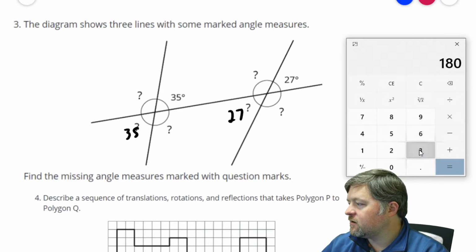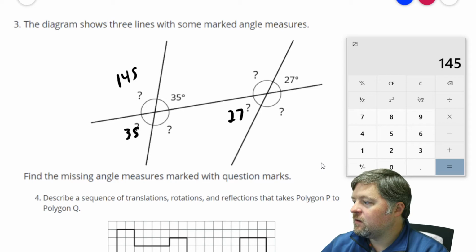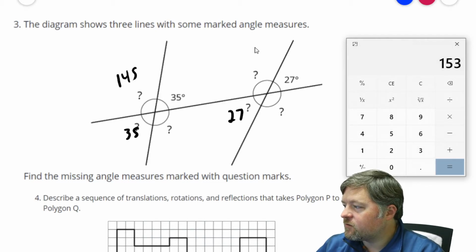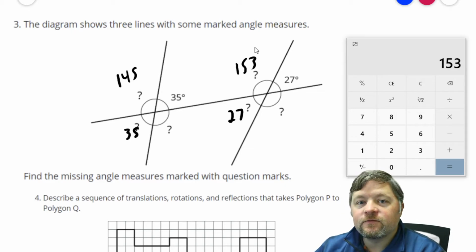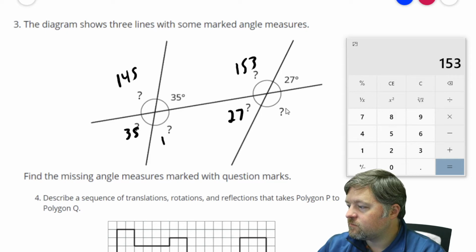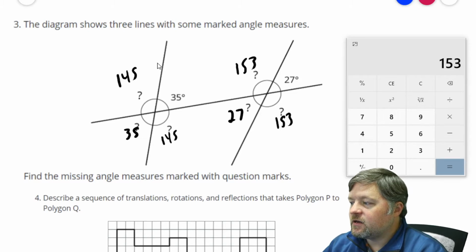180 subtract 35 is 145. And to find this one, these two also have to have a sum of 180. 180 subtract 27 is 153. Now, we've got a couple other vertical angles. If this is 145, this one has to match. If this one's 153, this one has to match. So we can fill in all the angles just using vertical angles and knowing that the sum of angles that make a straight line is 180 degrees.